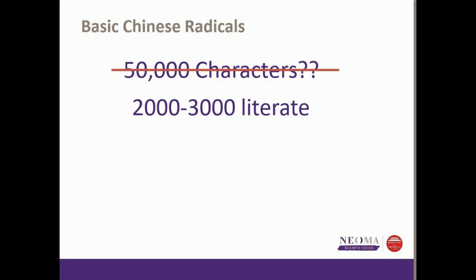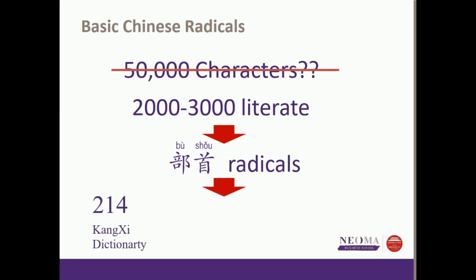So what are radicals? Radicals are called 部首. Traditionally, Chinese characters are grouped together according to their common components. The components are radicals. Based on the Kangxi dictionary, we have 214 radicals. But this Kangxi dictionary was made in 1716. Some contemporary dictionaries which treat simplified characters as primary forms have reduced this number to 189.